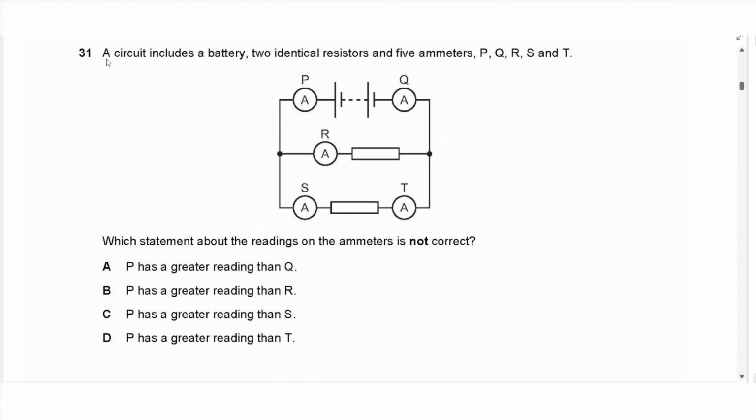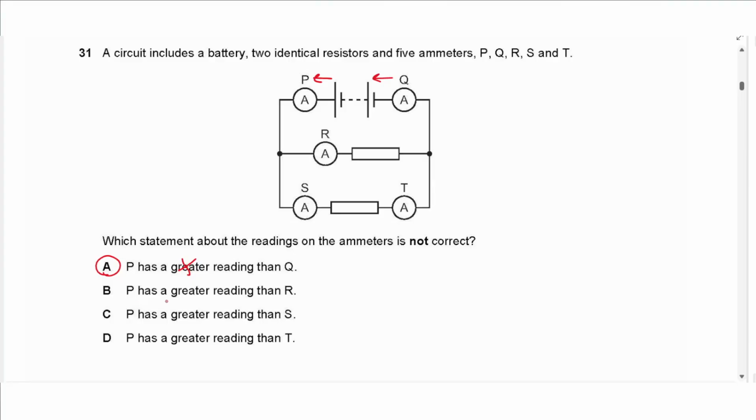Question 31 says a circuit includes a battery, 2 identical resistors, and 5 ammeters P, Q, R, S, and T. Which statement about the readings on the ammeters is not correct? So P has a greater reading than Q. P and Q are the currents going into and out of the battery. They should read the same reading, so it's not greater. So the answer is A.